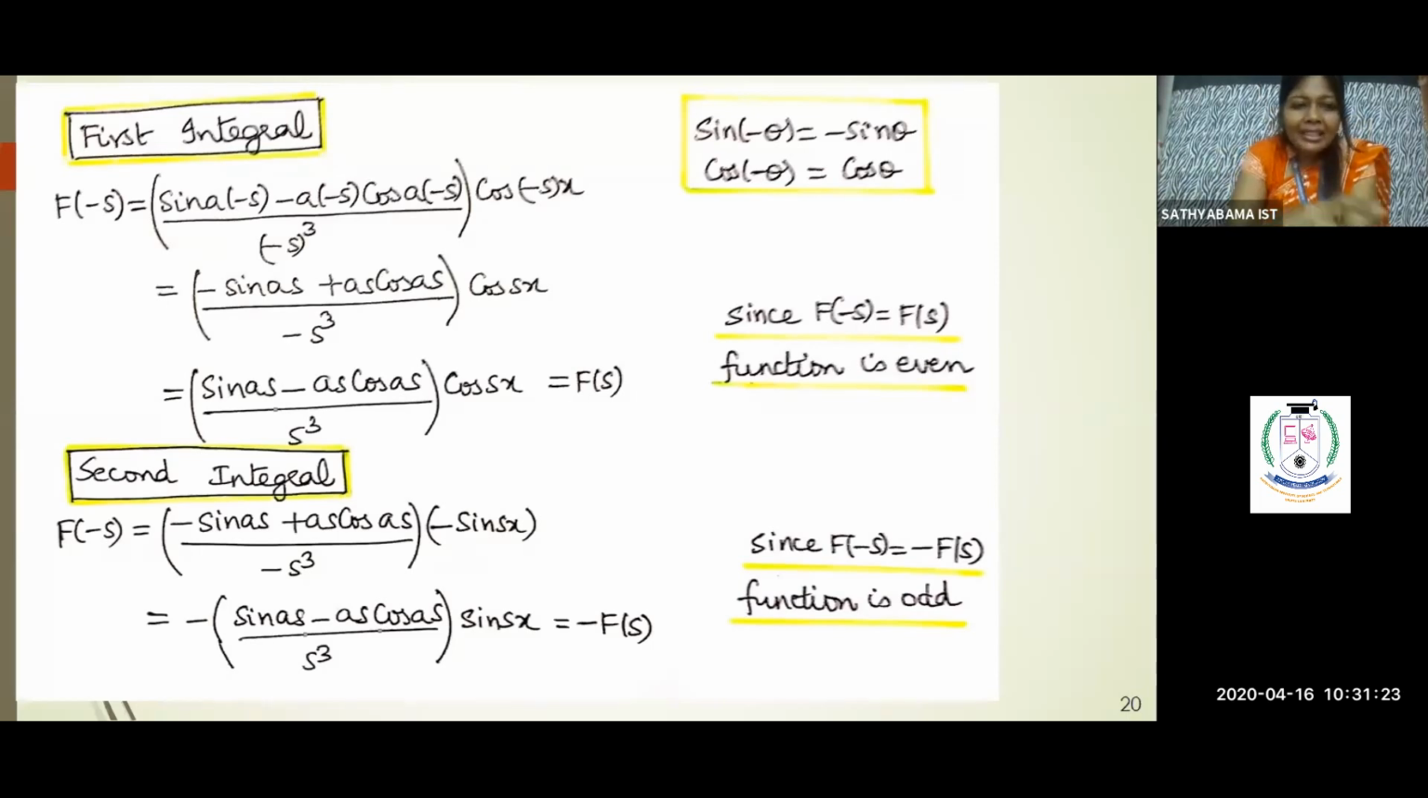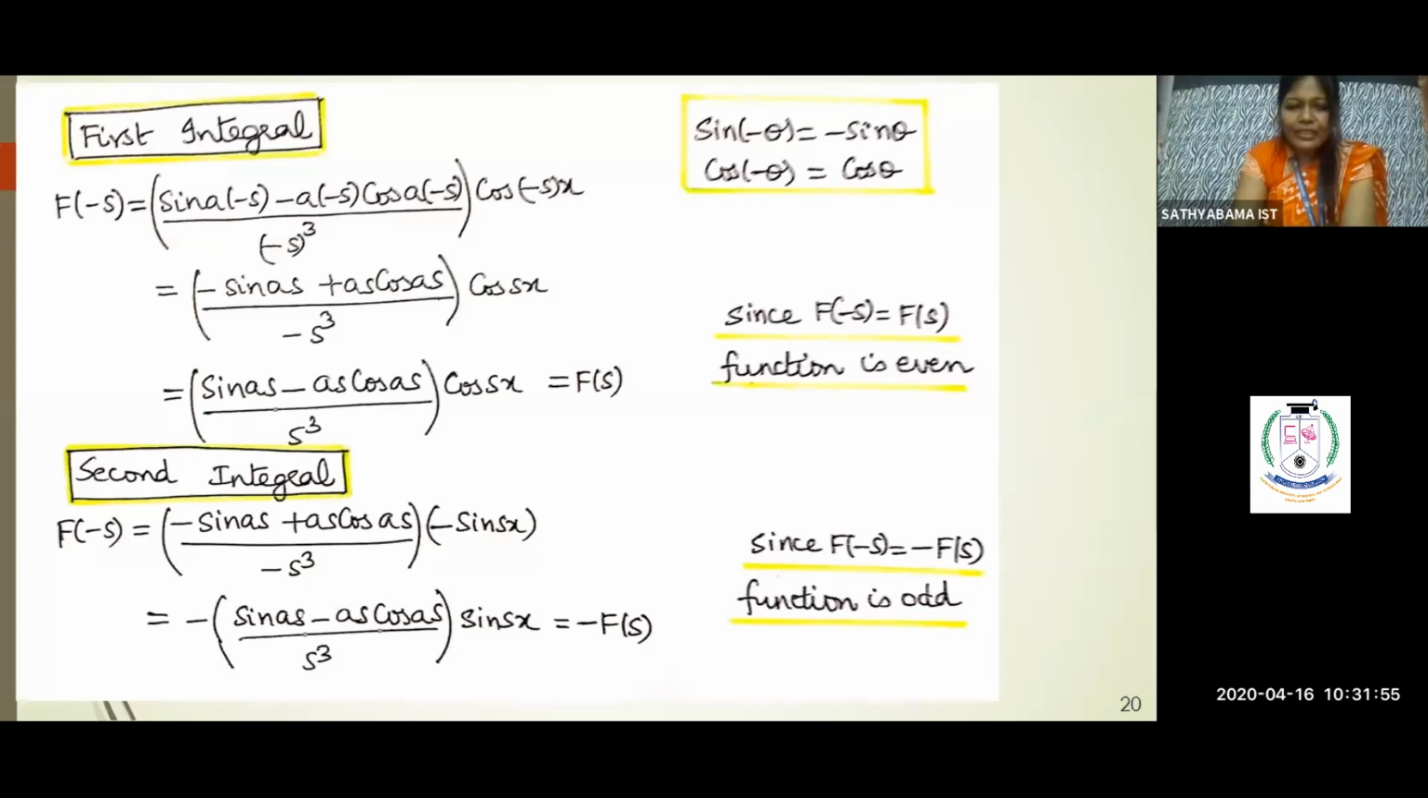Then, what is sine of minus theta? It is minus sine theta. What is cos of minus theta? It is cos theta. So I've replaced, and I've taken one minus sign out from the numerator and cancelled it with a minus sign in the denominator. So what do I get? Sine as minus as cos as divided by s cube into cos sx, which is exactly f of s. So for the first integral, f of minus s is the same as f of s. So in the first integral, the function is even.